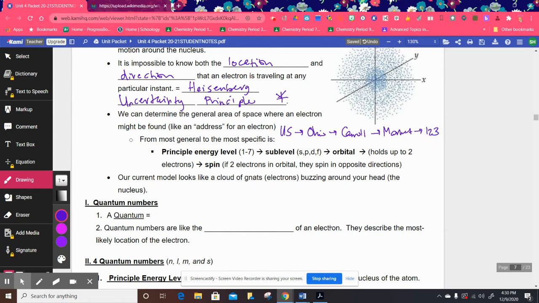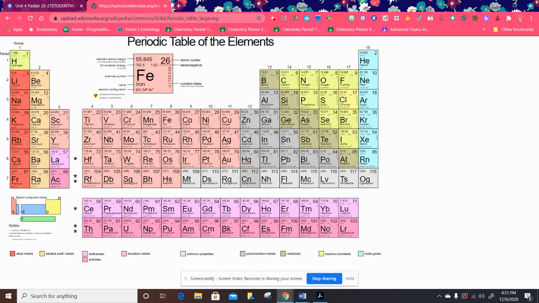Then maybe we can get some kind of address from that where your house is. Just like we can do an address for your location by going from most general to most specific, we can do the same thing with an electron. The most general part of the address for an electron is the principal energy level. These correspond to energy levels 1 through 7, which, if I click over here, correspond to the periods on the periodic table. So we have period 1, period 2, period 3, 4, 5, 6, 7. Those correspond to the principal energy levels.